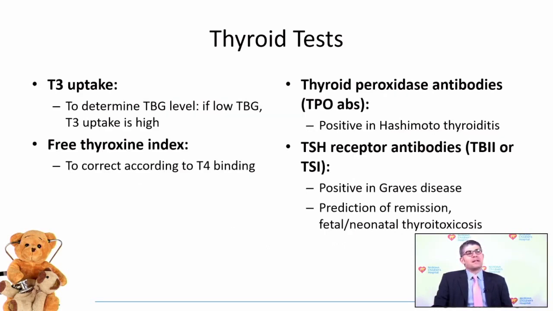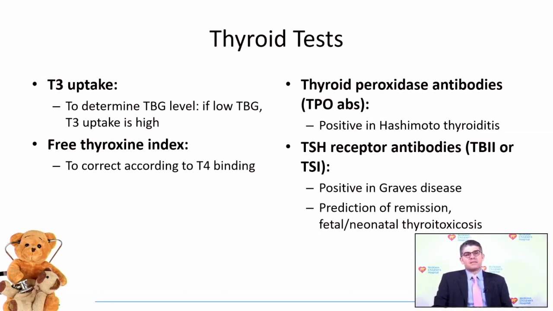T3 uptake helps to determine the thyroxine binding globulin levels. If we have low levels of TBG, the T3 uptake is high. The free T4 index is also a measure of T4, free T4 levels without the binding proteins.